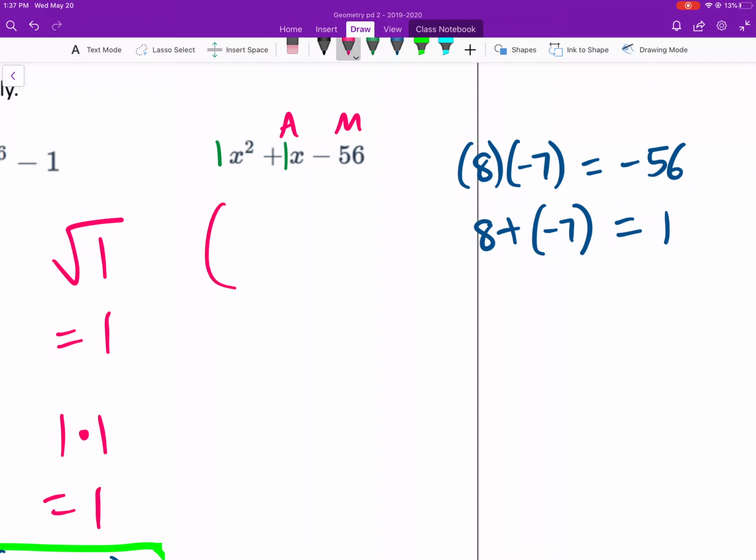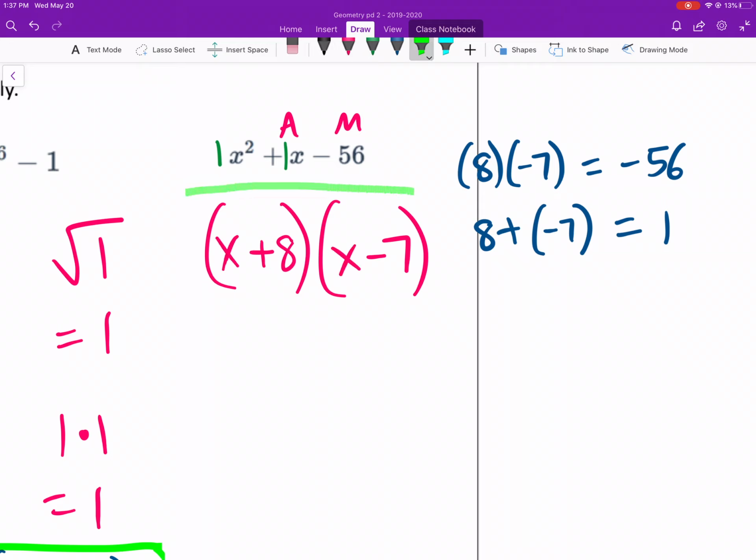All right, so your parentheses will have positive 8 and negative 7. And we just, for AC, we just put the x in front. So we have x plus 8 and x minus 7. And you're done.